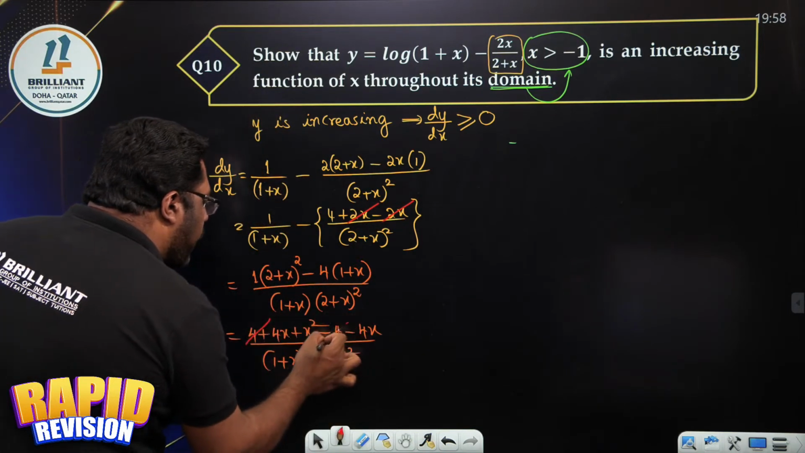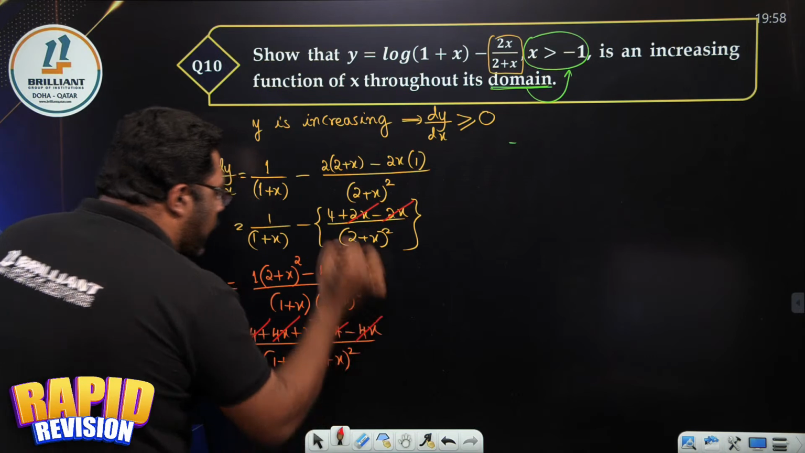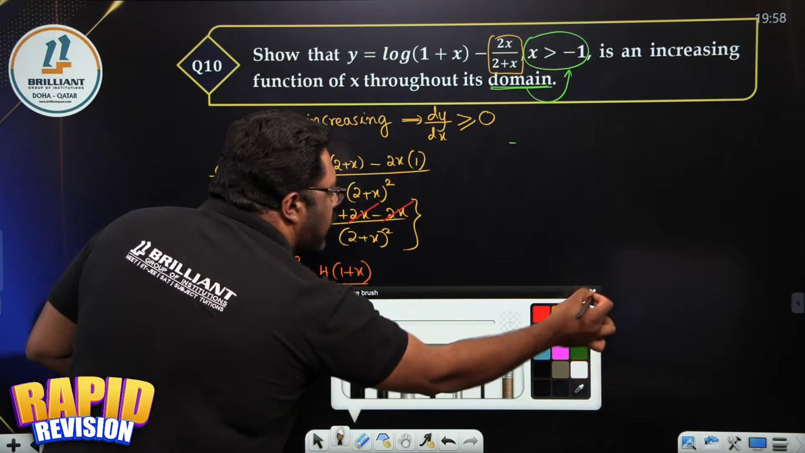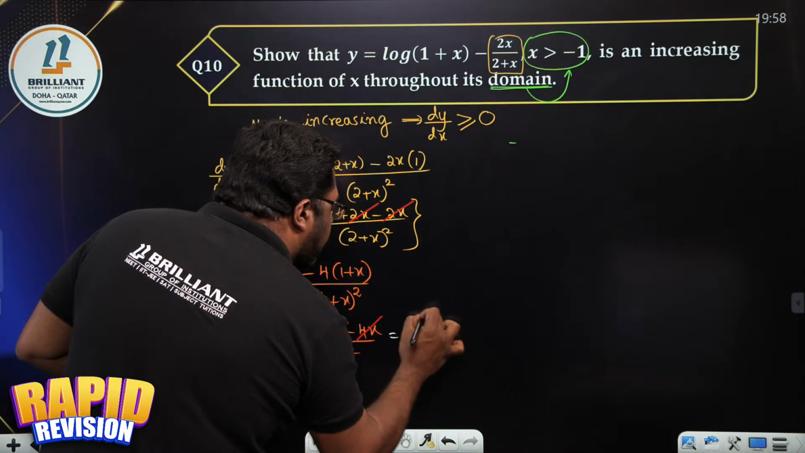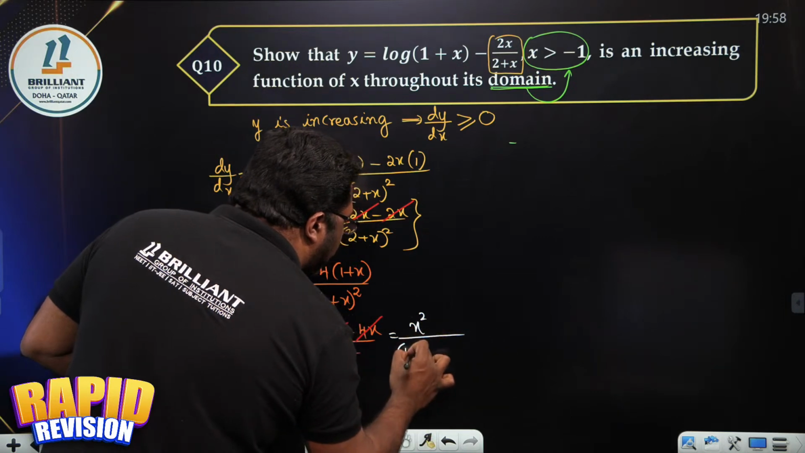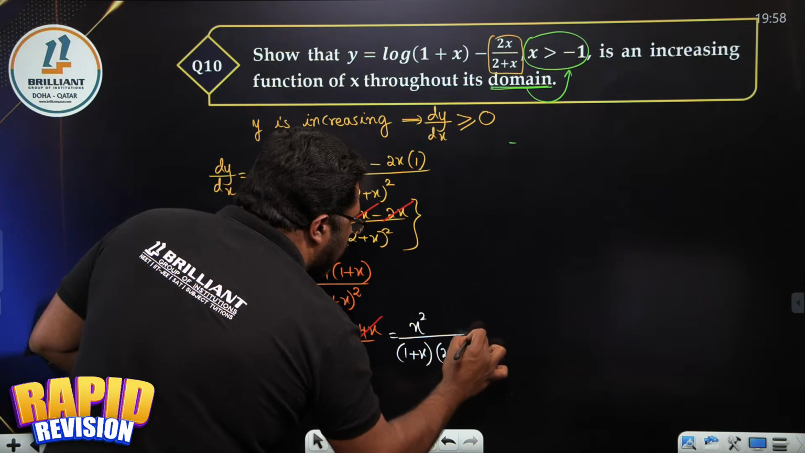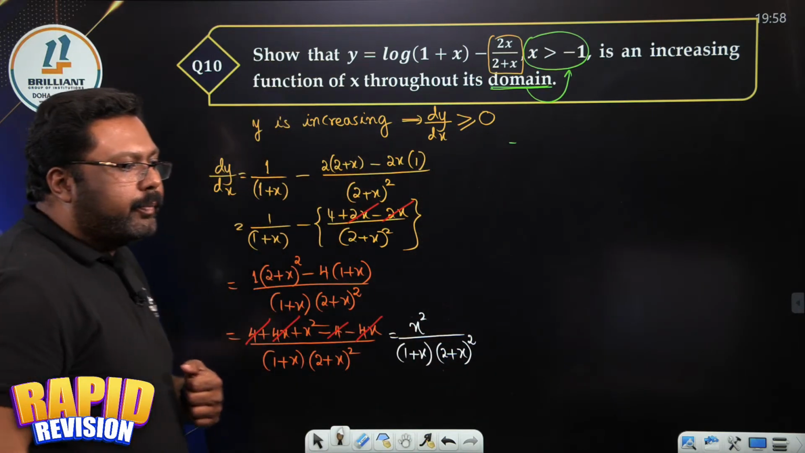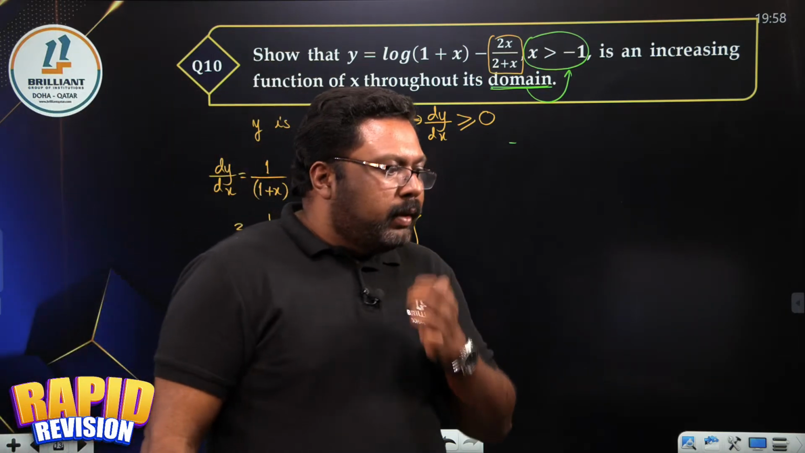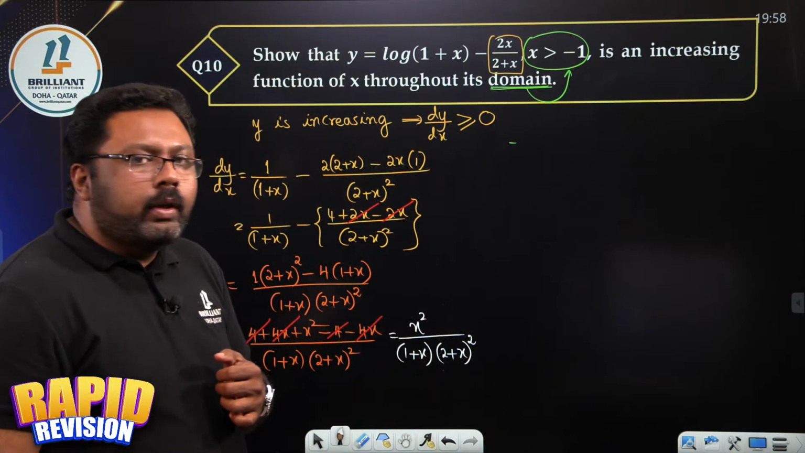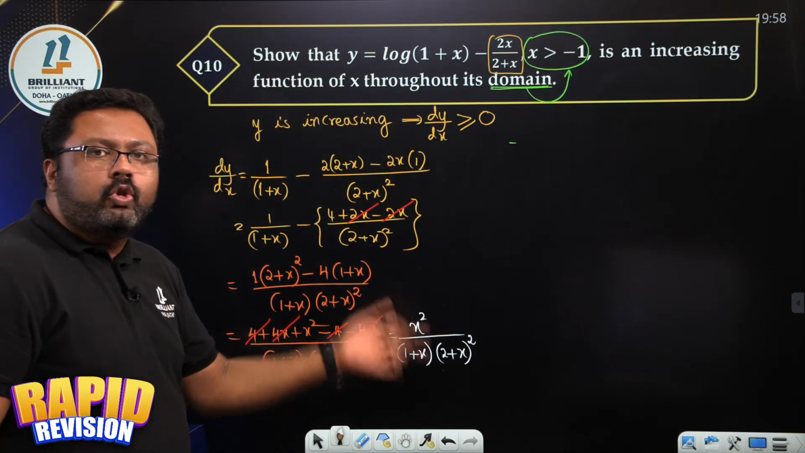Simplified: 4 minus 4 plus 4x minus 4x. Your final answer is x squared by (1 plus x) into (2 plus x squared). Okay, got it, all of you? (1 plus x) into (2 plus x squared).